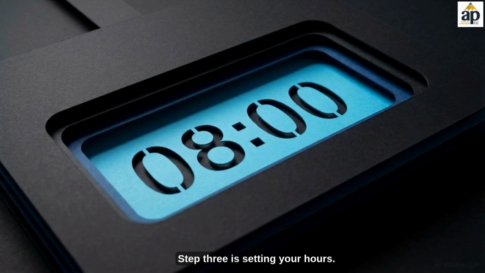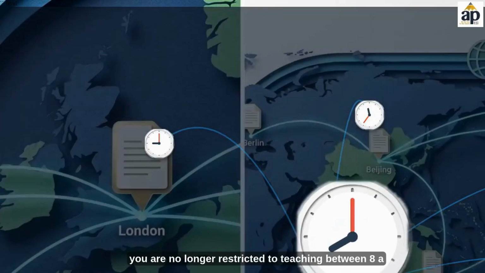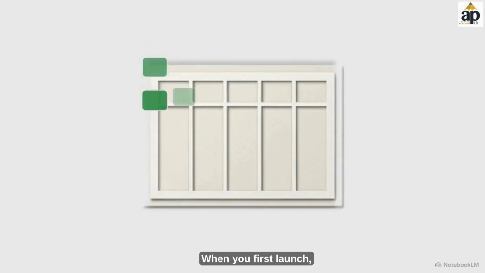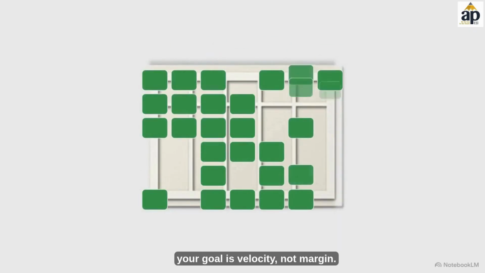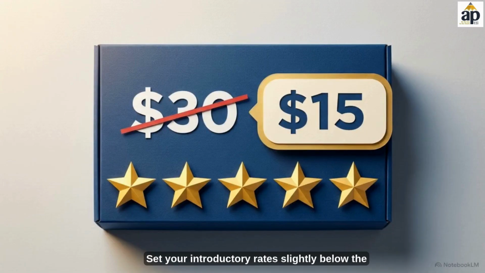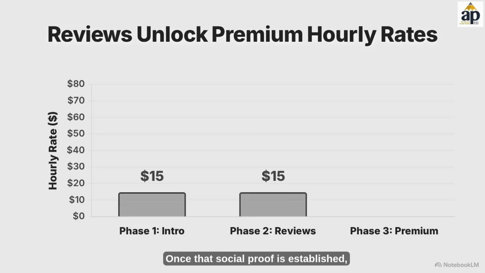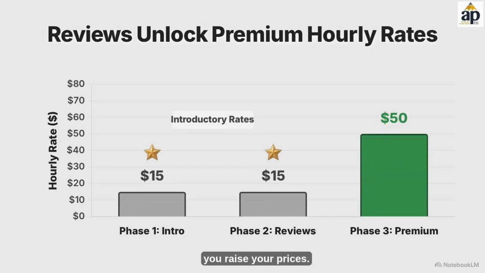Step 3 is setting your hours. With a globally recognized certification, you are no longer restricted to teaching between 8 a.m. and 3 p.m. in your local time zone. You can practice global time zone arbitrage. When you first launch, your goal is velocity, not margin. Set your introductory rates slightly below the market average to quickly accumulate your first dozen 5-star reviews. Once that social proof is established, you raise your prices.